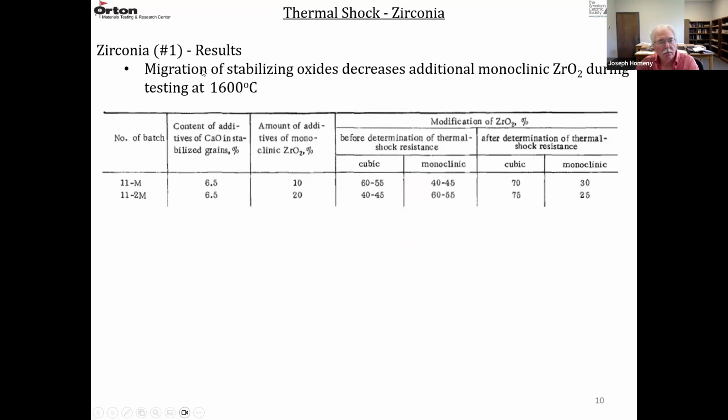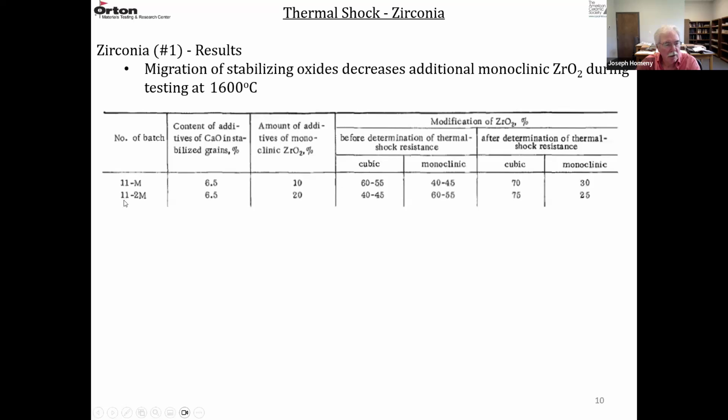So I mentioned what they call migration of stabilizing oxides. That's really MgO and lime diffusing in the material and reacting, converting some of the monoclinic zirconia to cubic. So even during this heating and cooling cycle, I think it was held about a half hour at 1600 to stabilize it, this diffusion or migration of the stabilizing oxides was changing the zirconia content.